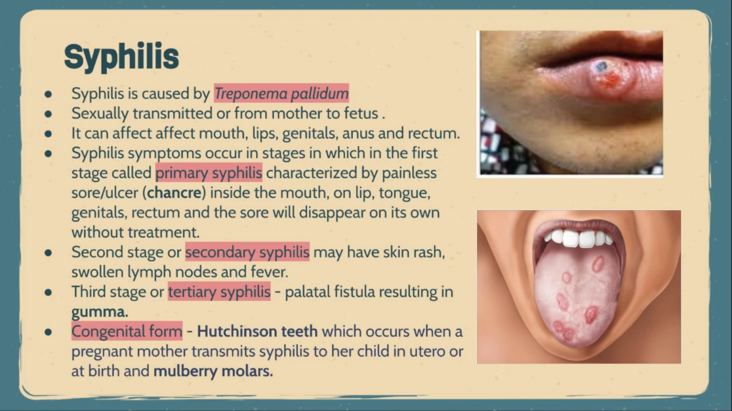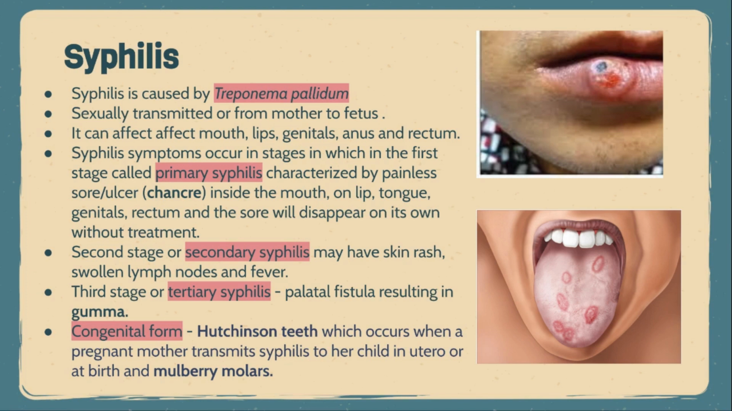Syphilis symptoms occur in stages, in which the first stage is called primary syphilis. It is characterized by a painless sore or ulcer or chancre inside the mouth, on the lip, tongue, genitals, or rectum, and the sore will disappear on its own without treatment.